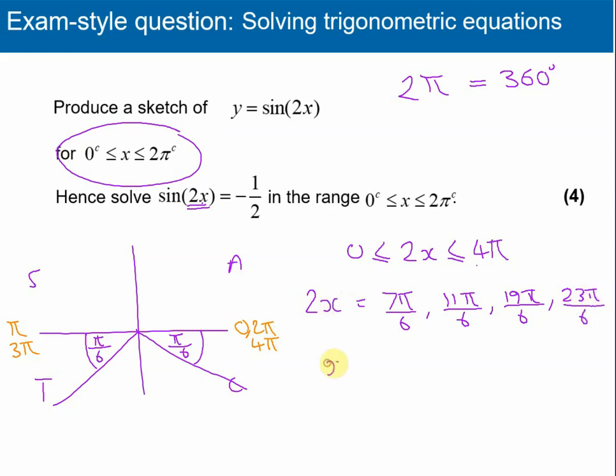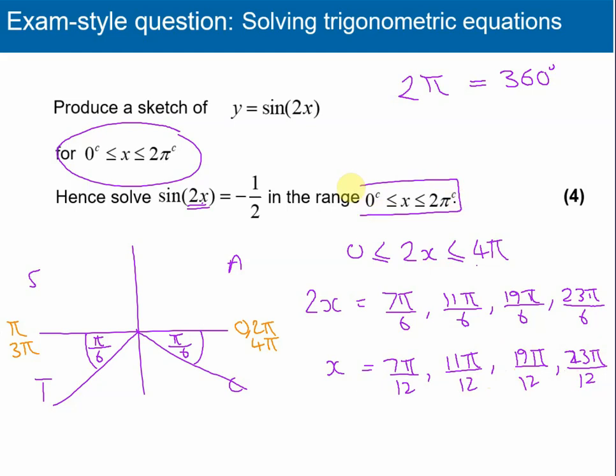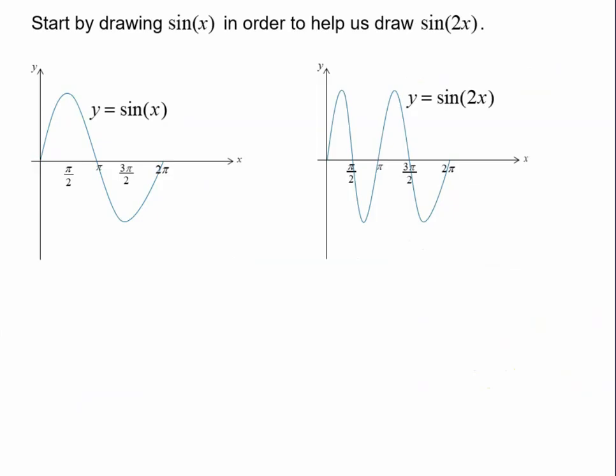So what we have to do now is to divide everything by 2. And when you divide by 2, it's the same as times it by a half. So all I have to do is change all these denominators to a 12. So 7 pi over 12, 11 pi over 12, 19 pi over 12, and 23 pi over 12. So you can see it's well within our range of 0 to 2 pi. They're the 4 results that we would have got from our graph: 1, 2, 3, and 4. I just much prefer the cast diagram than the graphs.